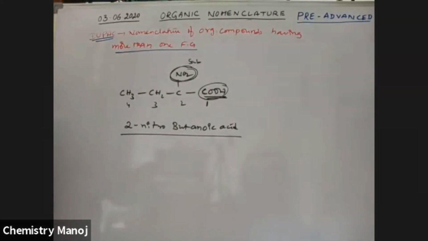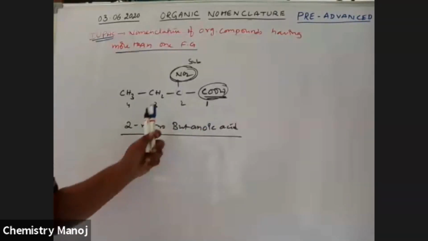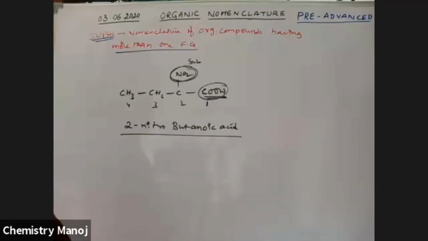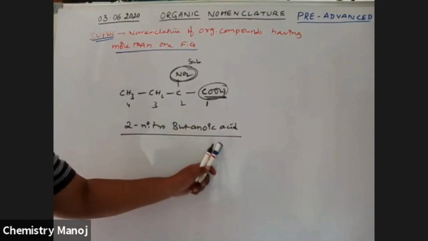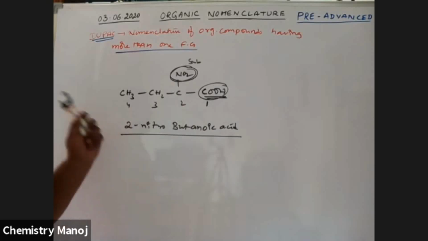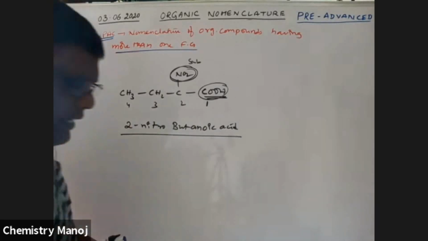So if two or more functional groups are there, just like that, you check the priority condition. The more prior one is taken as the secondary suffix, and the less prior one is taken as a substituent.